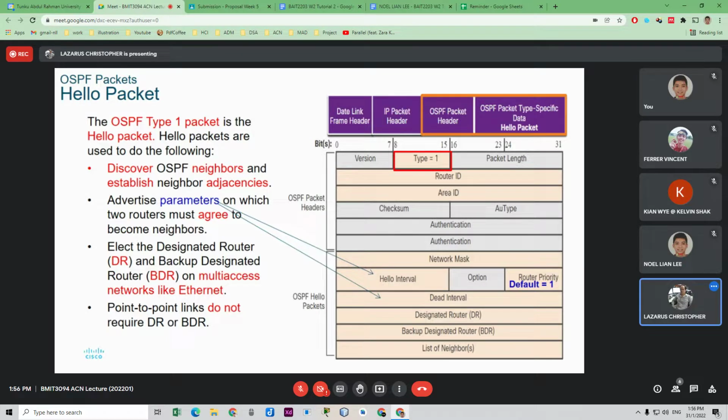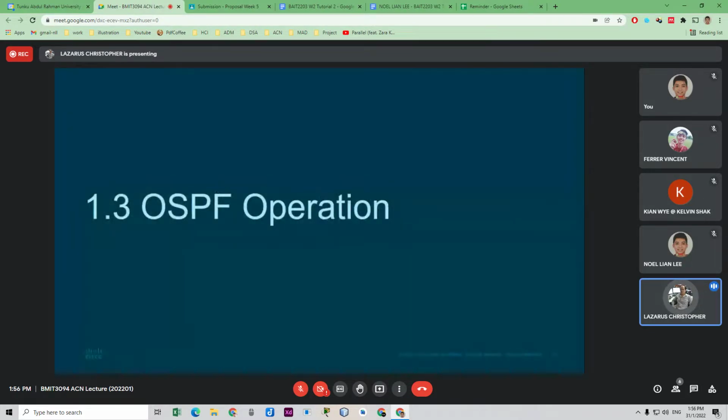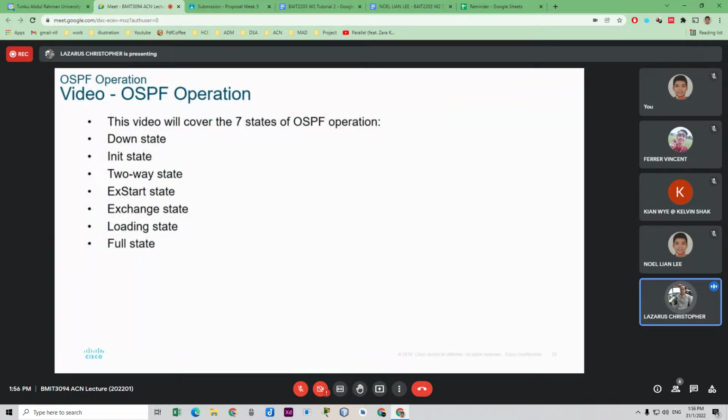Okay. Right. So let's look at OSPF operation. Under this section, we have the down state, init state, two-way state, start state, exchange state, loading, and full state, right?